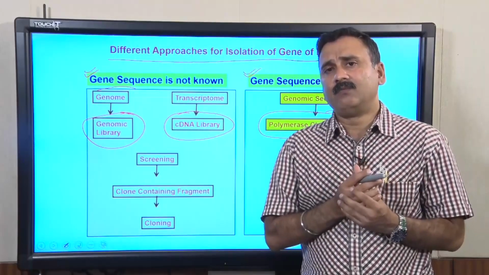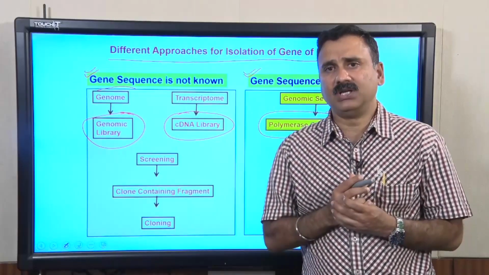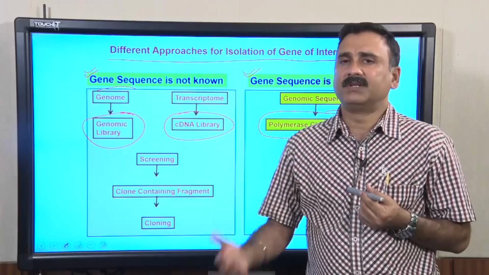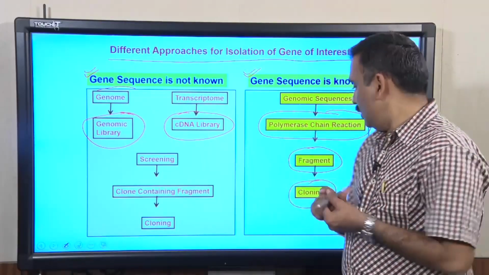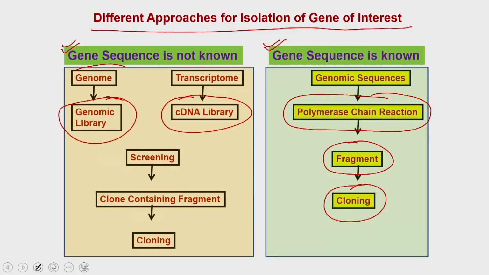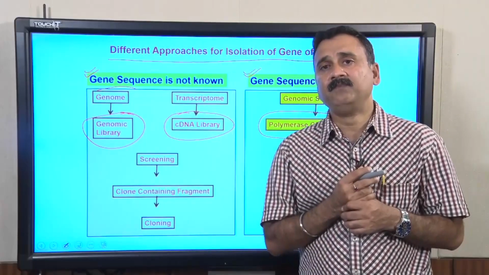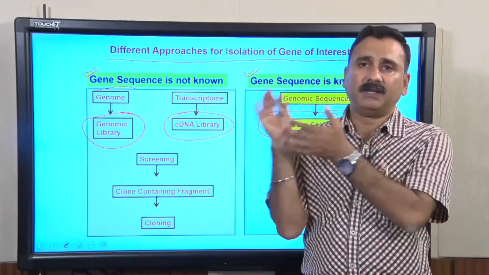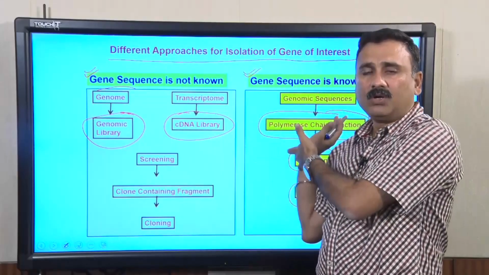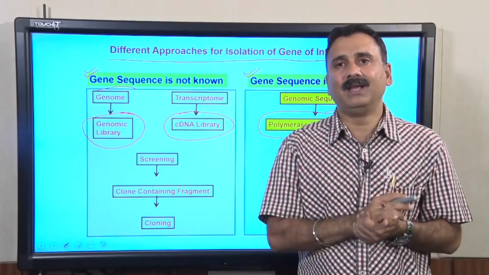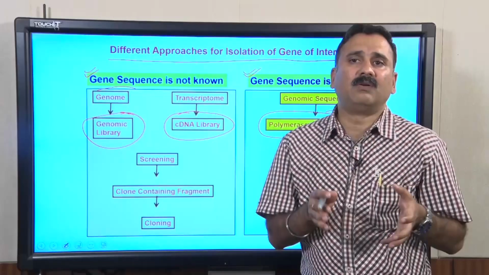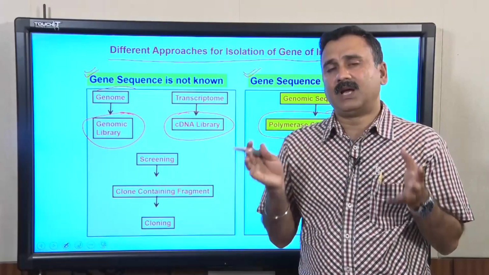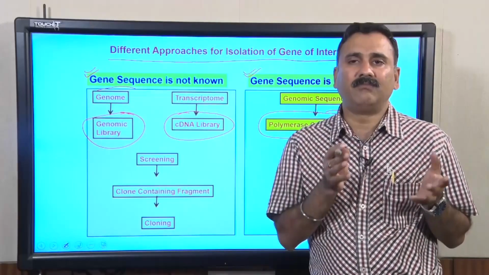So, with this I would like to conclude our lecture here, and in our subsequent lecture we are going to discuss how this particular fragment, after isolating it from either the genomic library, the cDNA library, or by utilizing PCR as a technique, can be cloned into your desirable transforming agent such as plasmids.